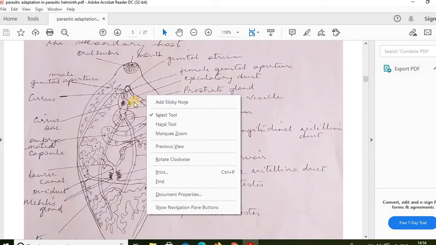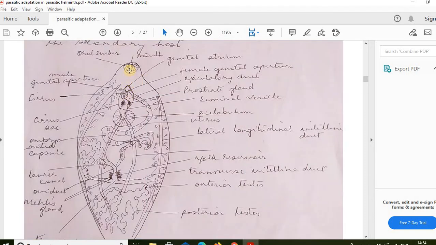So this Fasciola is a hermaphrodite. We'll see here the oral sucker, and come to the reproductive system. The genital pore is the opening; this is the opening of the female genital aperture, and here is the male. This female genital aperture is connected to the uterus, and this uterus is connected to the oviduct. This oviduct opens into a yolk reservoir, which is surrounded by a Mehlis gland, and this Mehlis gland is connected to a transverse yolk duct.